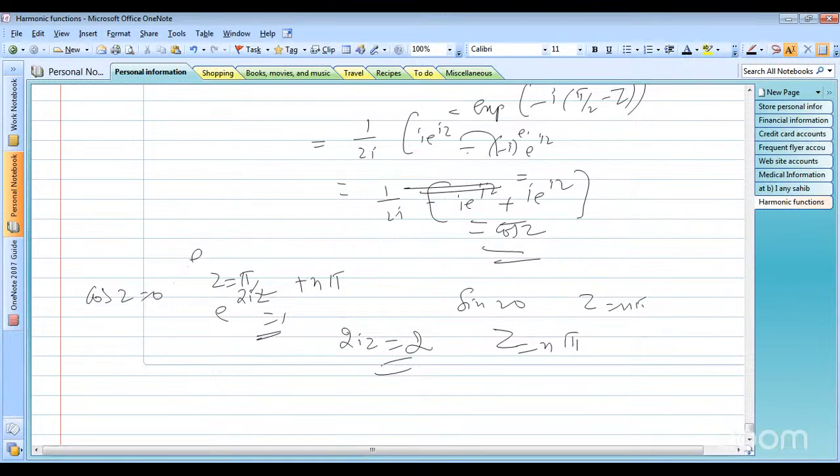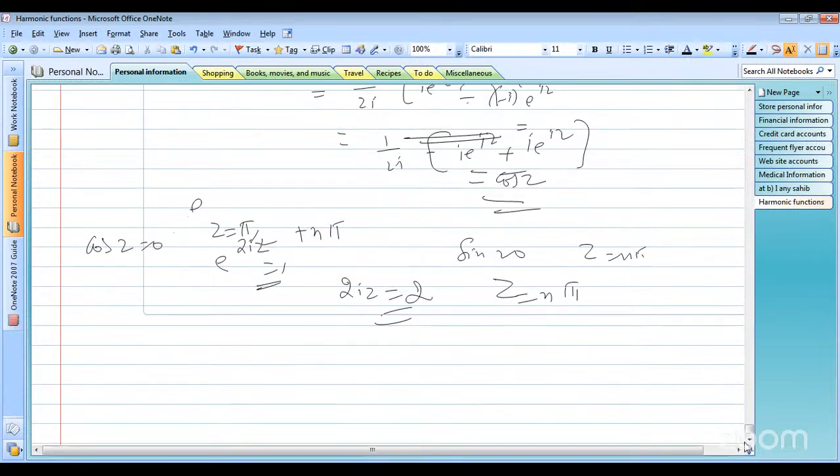Both cos and sin are periodic with period 2 pi, that follows from this one. And also t is a real number, we have to take t as a real number here.